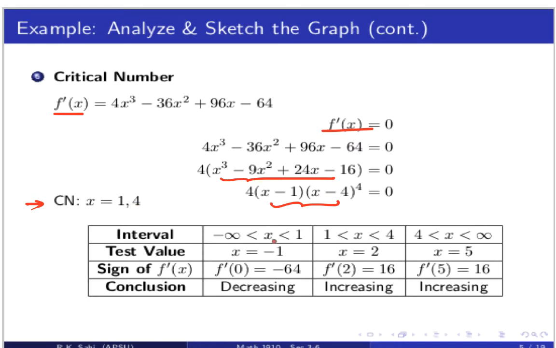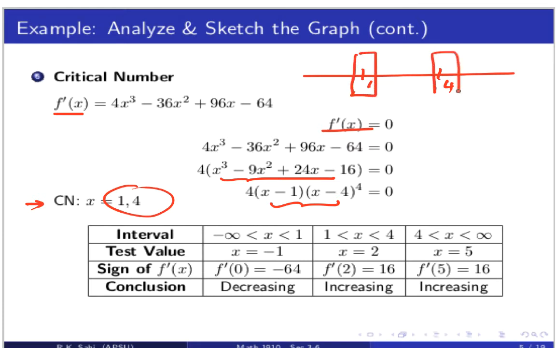Now these are the ones which will give us the intervals. Remember, from my previous notes, when we get our critical numbers, I always draw a little number line and little rectangles, and I write the critical numbers. That helps me get my little intervals. The first interval is from minus infinity to 1, the second is 1 to 4, then 4 to infinity.